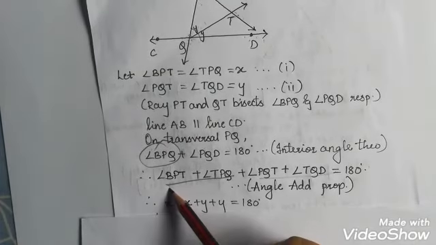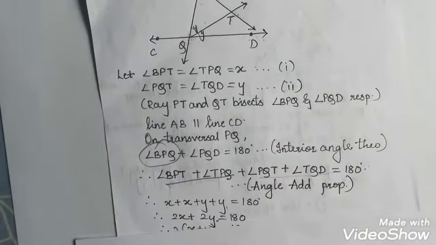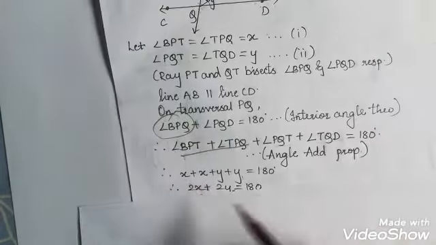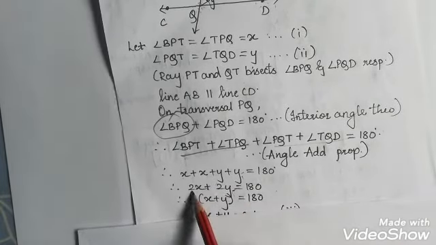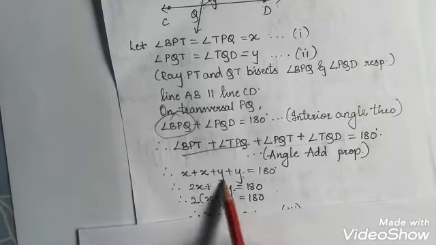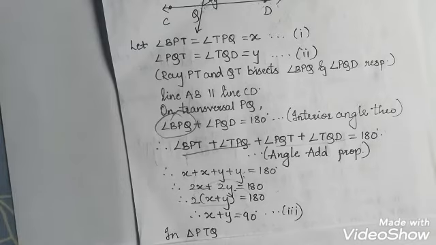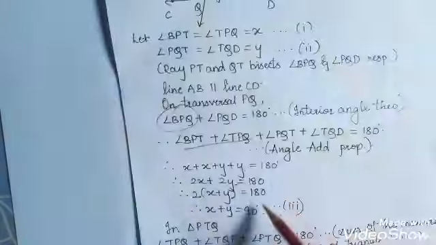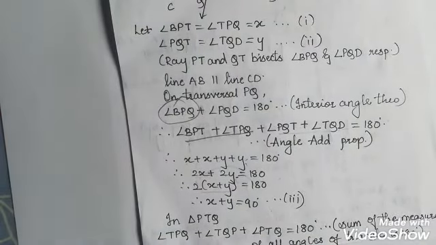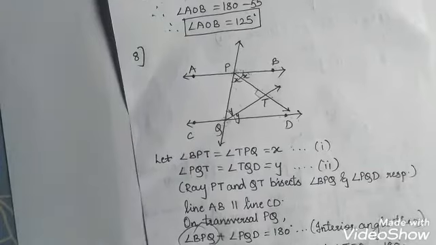So now BPT and TPQ are X and X, and the other two are Y and Y. So that is equal to 180, right? X plus X is 2X and Y plus Y is 2Y, which is 180. 2 is common, so I shift this 2 to the other side, that is X plus Y is equal to 90 degrees. So now we got the value of X plus Y as 90. I assume that is equation 3. Now what do I have to prove? I have to prove that angle PTQ is 90.